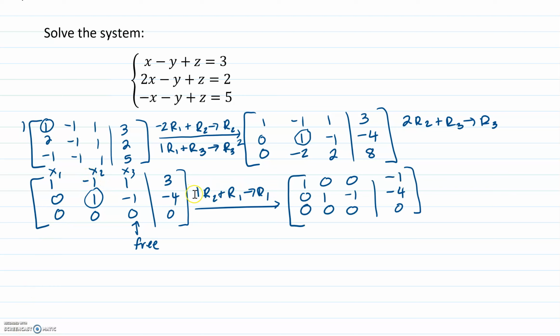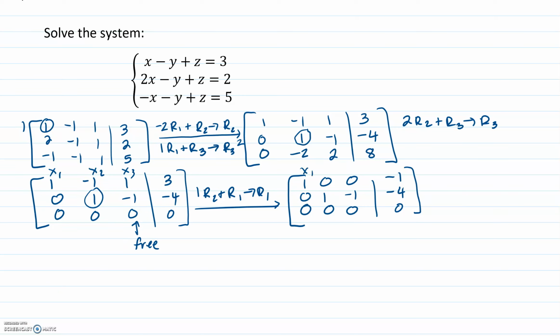So I'm going to take 1 times row 2, add it to row 1, and put it into row 1. And you can see something interesting happens here. I'm going to just add these, and you'll see that you get a 1. Both of these become 0, and then this is a negative 1. So we actually have a value for x1.